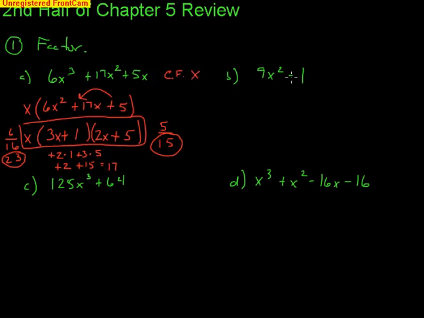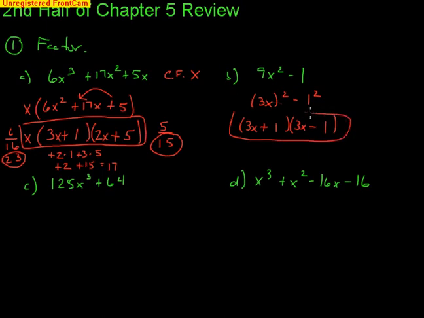Okay, B. B has two terms, and I look at 9 and 1, and I say perfect squares. This is 3x squared. This is 1 squared. Remember, it factors into your two sets of parentheses. One's plus and one's minus, and it's just those terms: 3x plus 1, 3x minus 1. Difference of perfect squares.